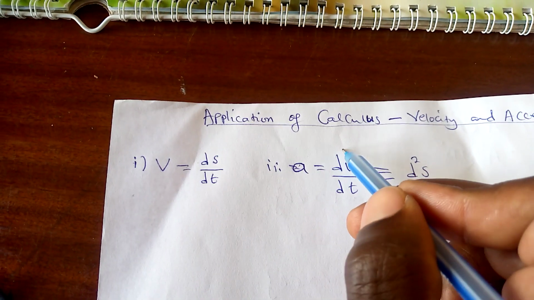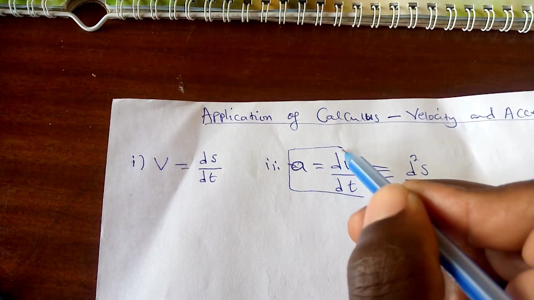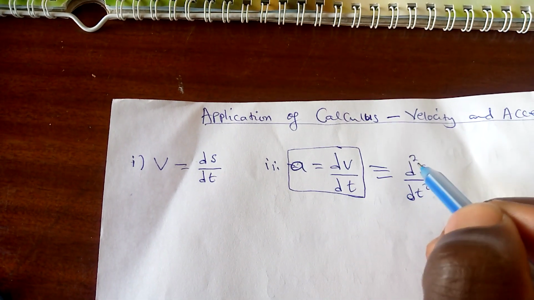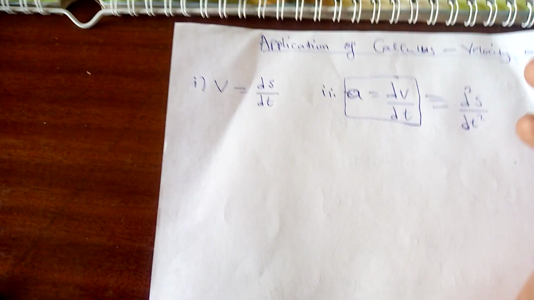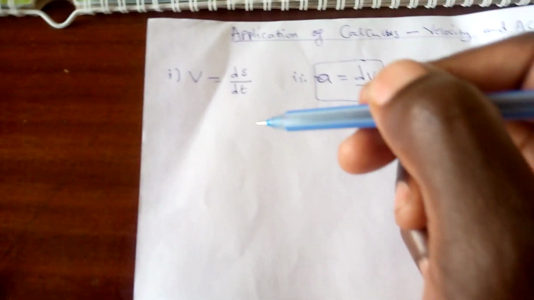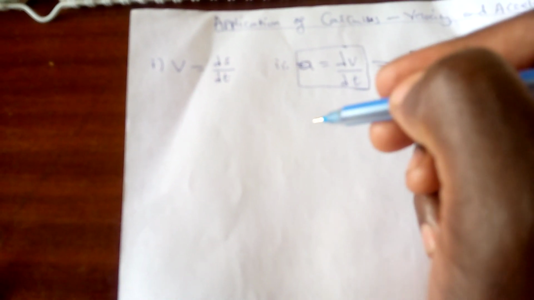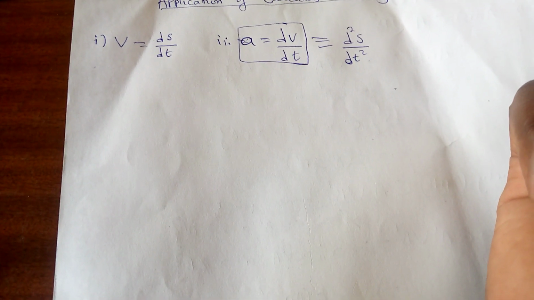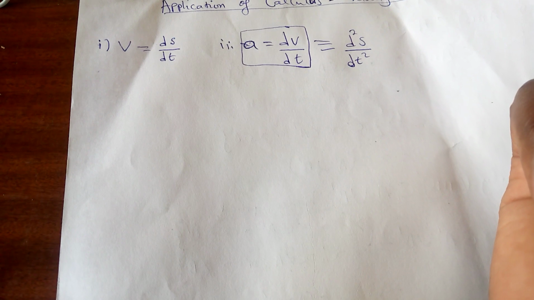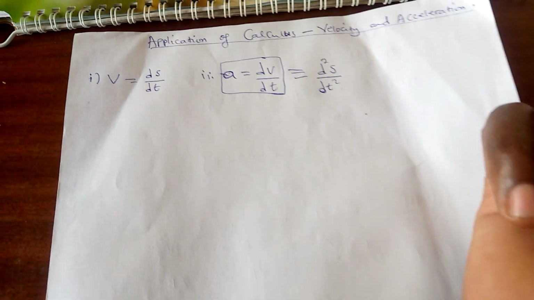So I find this to be more direct than this one. This one could be a bit confusing, but the meaning is the same. Because what you're saying is, given a function of distance, you're going to differentiate it to find velocity. Now, to find acceleration, you're going to differentiate what you have already differentiated. So you're basically differentiating a function that has been differentiated already. I hope that is clear.